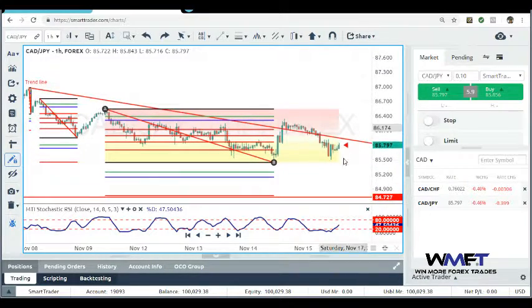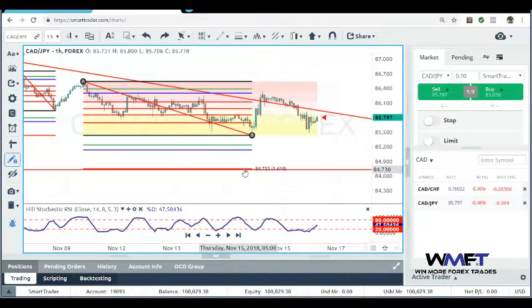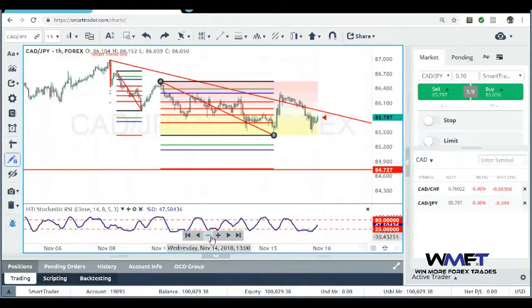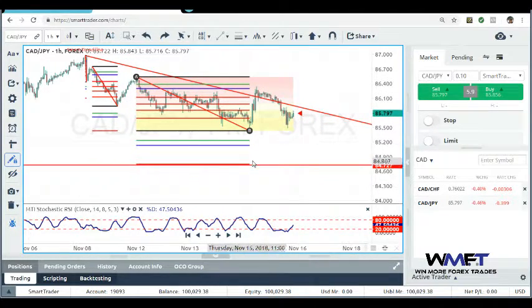And as you can see on this one, the 618 extension on this AB swing is the exact same level as the Fibonacci swing from the 4-hour chart. That's the convergence we were looking for right there. That gives us a great idea to want to go ahead and sell this market.